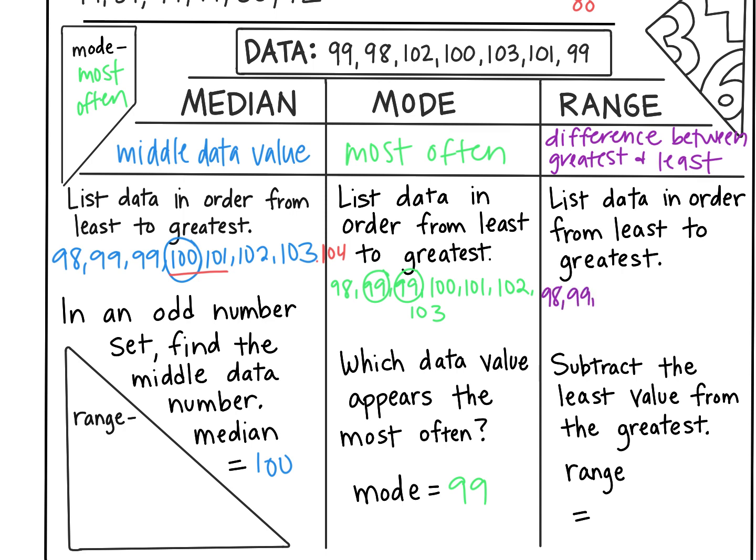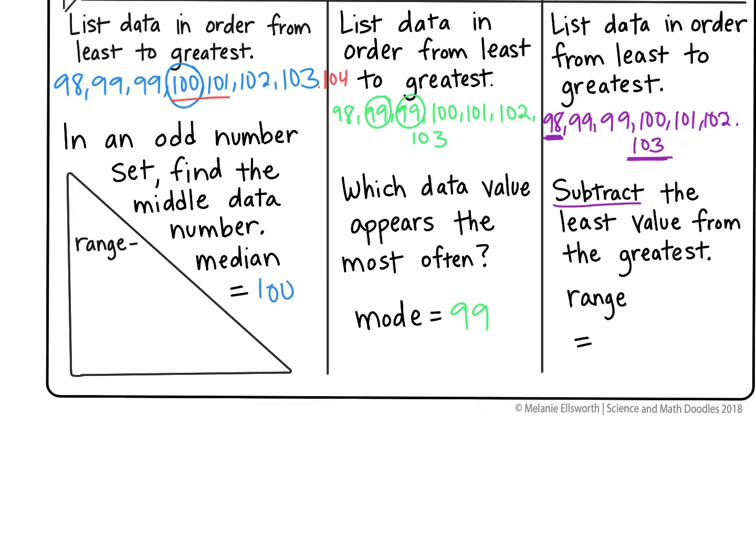So all of my data is going to go back in the same order we've been doing, least to greatest. And this time I'm going to identify my largest number and my smallest number in that set of data. So I'm looking at the first number and the last number. If I've done it correctly and done least to greatest, it should be the first and the last. When I find the difference, what does that mean I'm doing? Subtract. I'm subtracting. So I'm going to do 103, my biggest number, minus my smallest number, 98, and that gives me a range of 5.